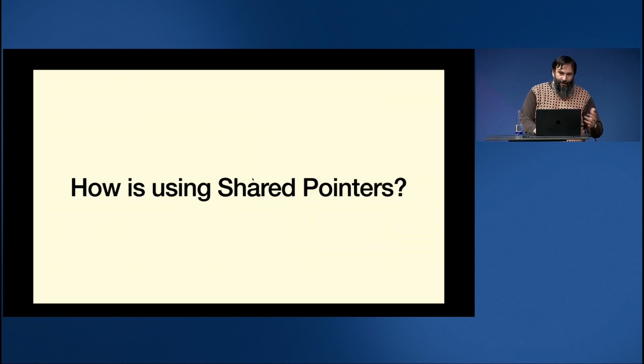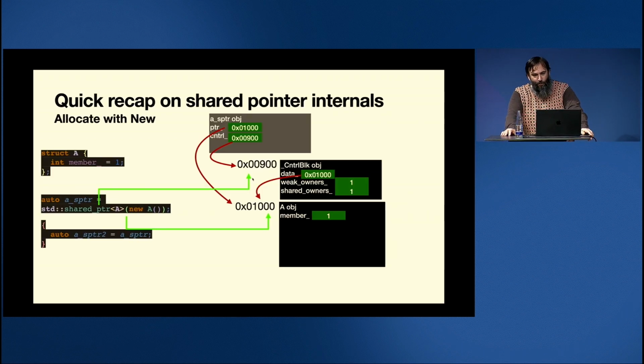So, before we start, just a quick recap of how shared pointers work. Shared pointers manage heap allocated objects with a reference count. What do you have when you have a shared pointer? First, you have your object allocated. In our case, let's take this struct A with a member and allocate it into a shared pointer, which provides us reference counted memory management.